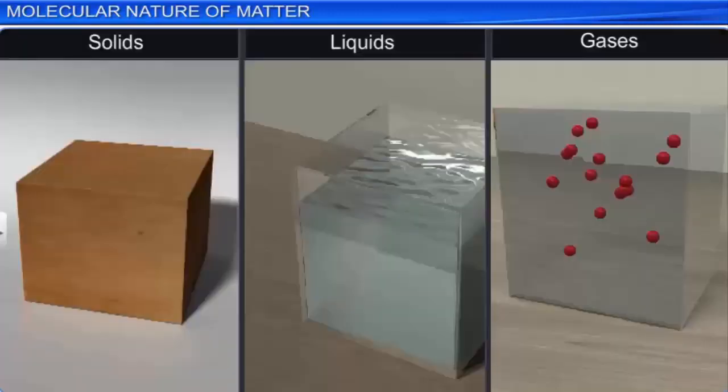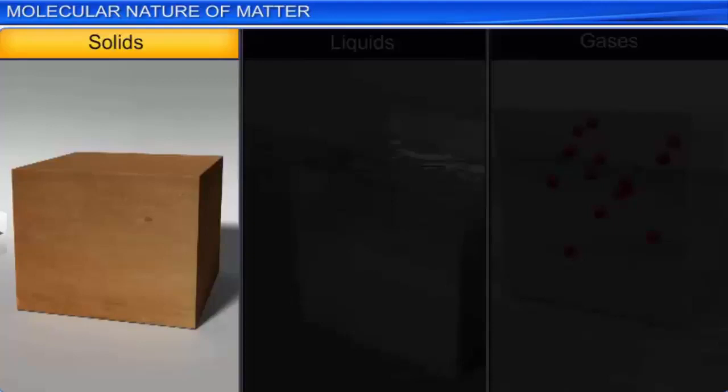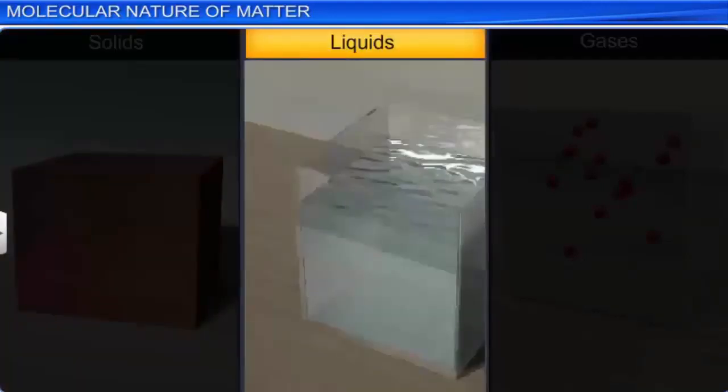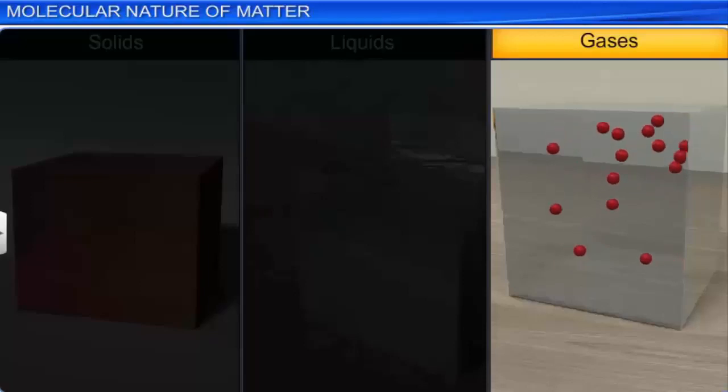Due to interatomic forces, solids have a definite size, shape, and volume. Liquids have definite volume but no definite size and shape, and gases have neither fixed volume nor definite size and shape.